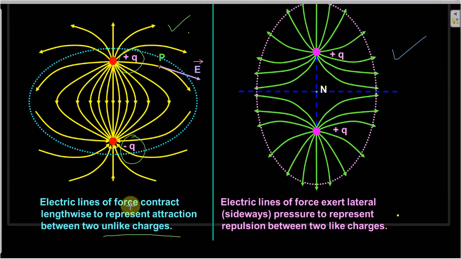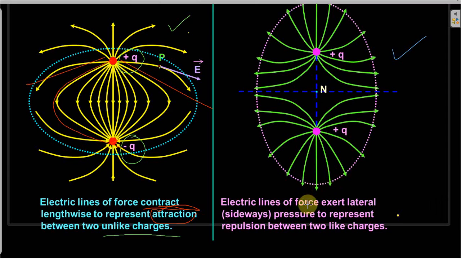Now you can see there is one word, attraction. Electric lines of force contract lengthwise to represent attraction between two unlike charges. So here a contraction is there. These field lines get contracted. This field line is going away, but due to this negative charge it feels attraction and it gets contracted. Otherwise if there is no negative charge, it will go straight. It will not feel any contraction. But because the negative charge is there, it is feeling an attraction toward this and it gets contracted. This is the case of unlike charges.